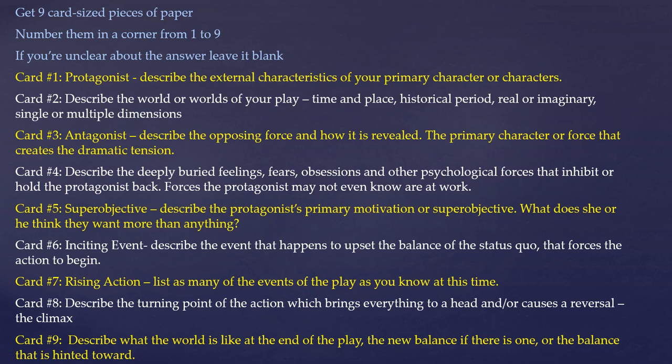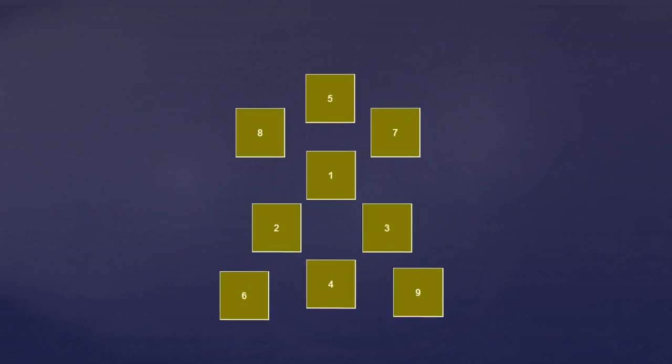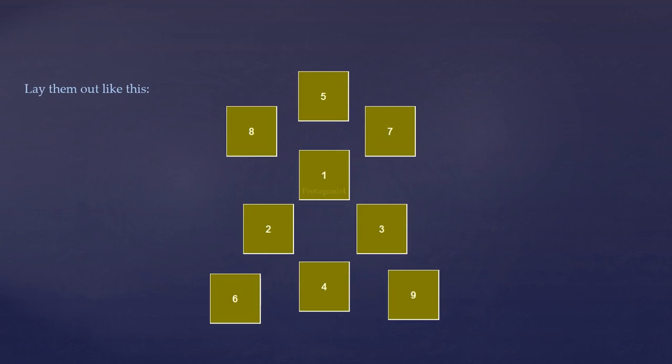Now that you have got all of this described verbally on all these different cards, I'm going to ask you to find some space on a table, on the floor, and lay them out in this relationship. Your protagonist, card number 1, goes in the center, and you can see where all of these go around it.